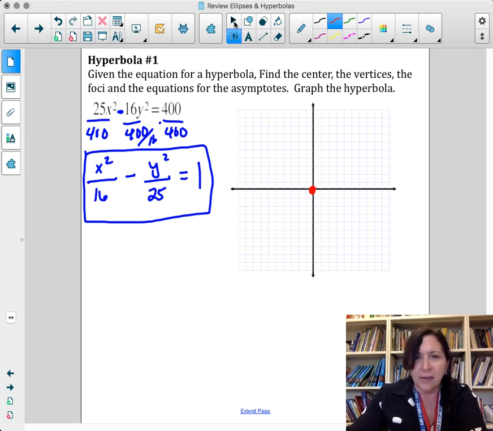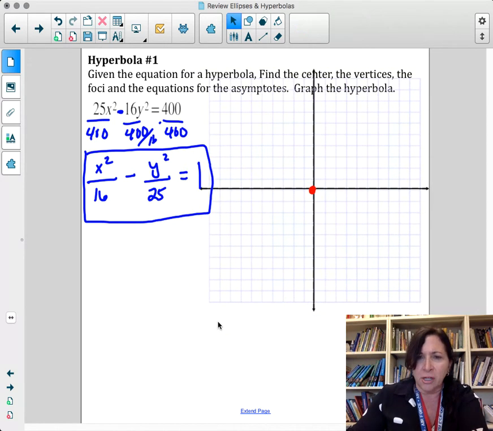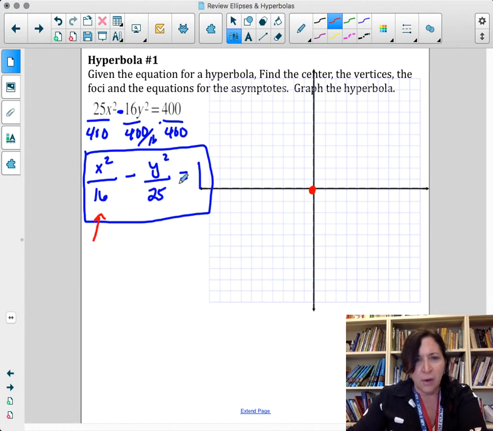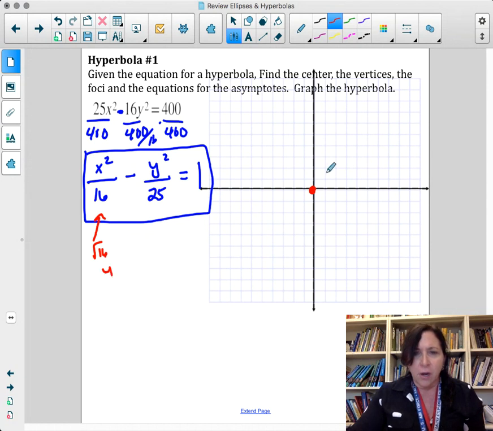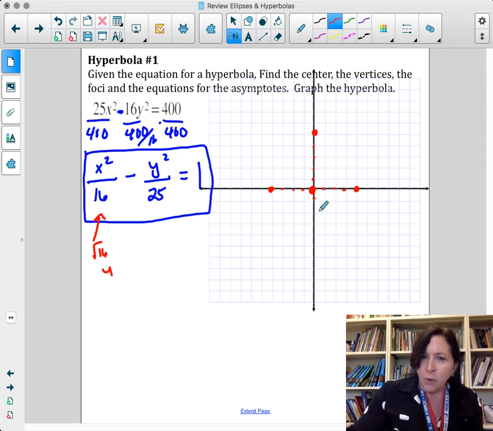Now, in the x direction, I'm going to look at what's under my x, and I'm going to take the square root of that distance. The square root of 16 is 4. So I'm going to go 4 to the right, 1, 2, 3, 4. Put a point. In the y direction, I'm going to go the square root of 25, which is 5. So I'm going to go up 5, 1, 2, 3, 4, 5, and 1, 2, 3, 4, 5 down.